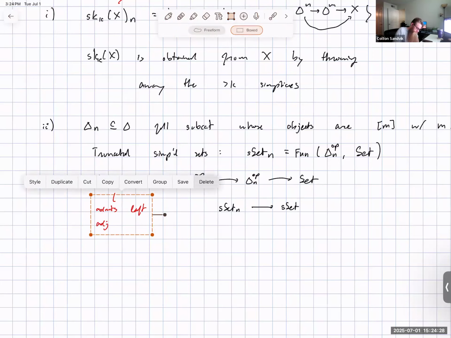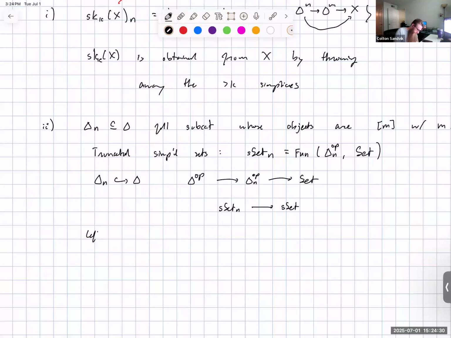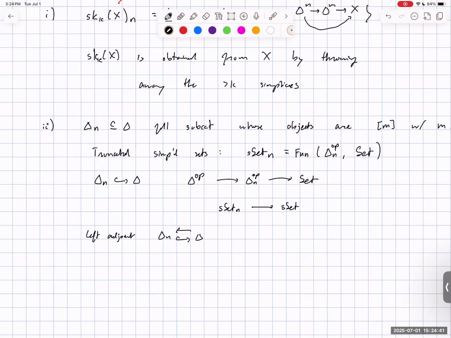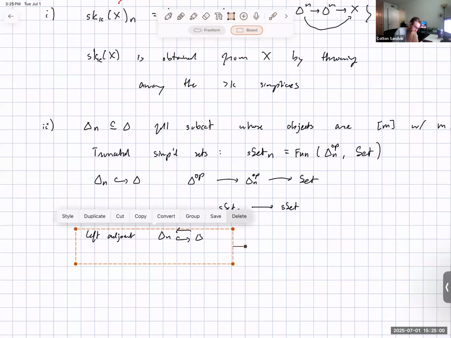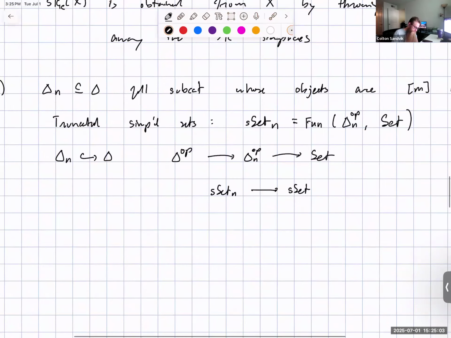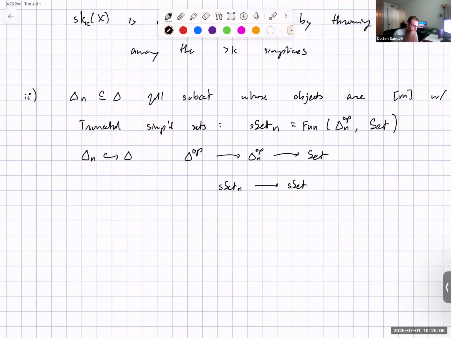So the left adjoint. I'm sorry, that's my bad. So when I say the left and the right adjoint, that's what I'm talking about: it is with respect to the restriction over here. Yes, of course. I'm sorry. Gotcha. So this is like an inclusion functor right now.